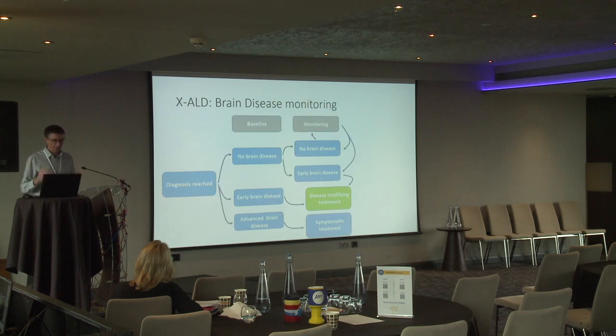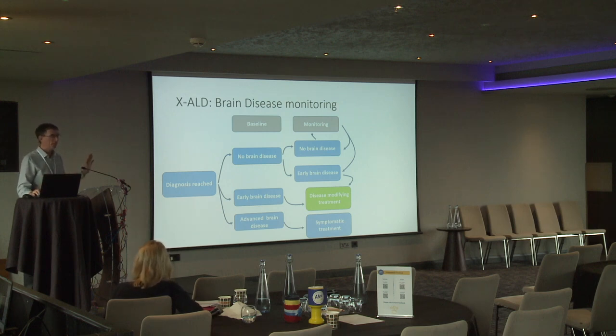And so we have here, again, another overcomplicated slide, but you have a diagnosis that's reached. You have a scan at the beginning. If there's no brain disease, we go on and continue to monitor that. If there then becomes evidence of early brain disease, we're able to move to the green box and think about disease-modifying treatments. If you have the diagnosis and your first scan already shows some signs of brain disease, but it's early, we then can move on to thinking about disease-modifying treatment.